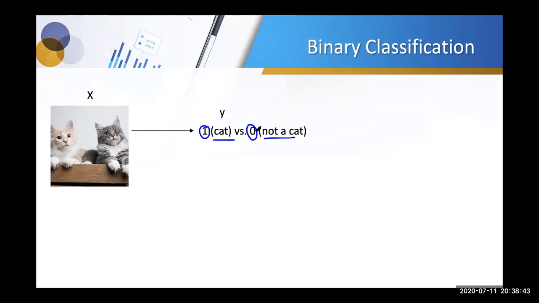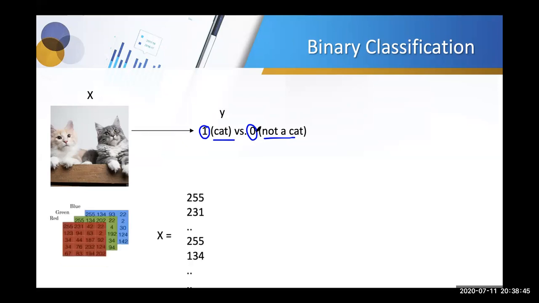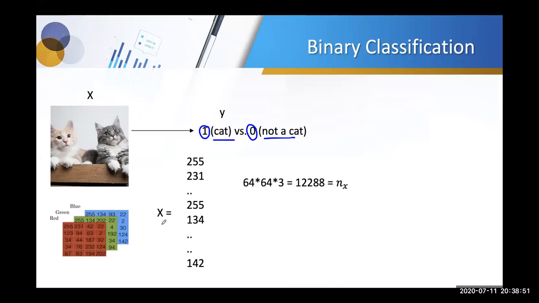And so that's our Y. Again, the same thing: we stack all the values into one single column. In this case, let's say our picture is 64 pixels by 64, the height and width, so it will be 64 by 64. And because we have three channels, that will be the length of this vector.